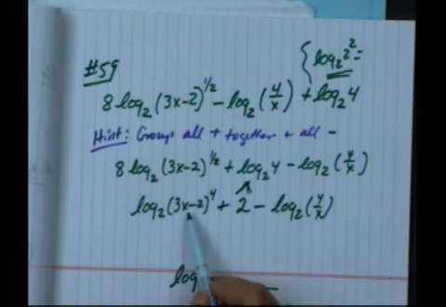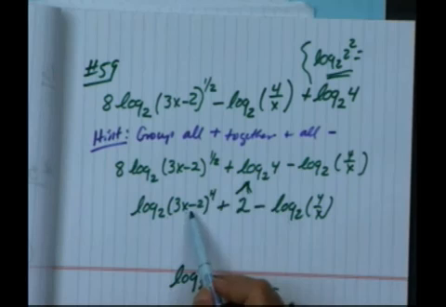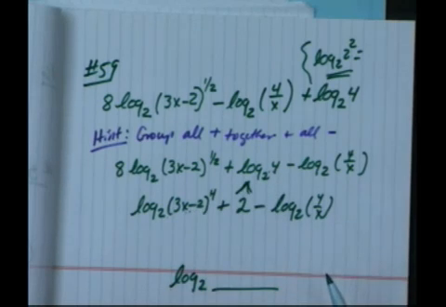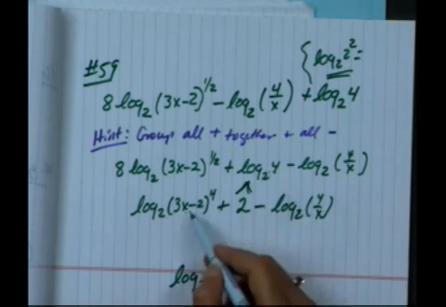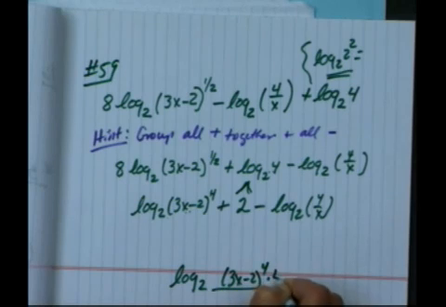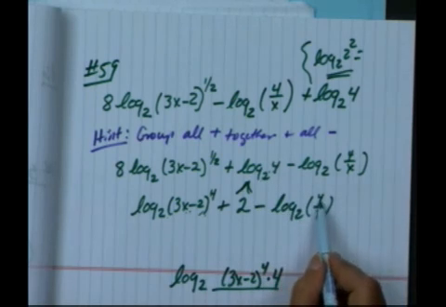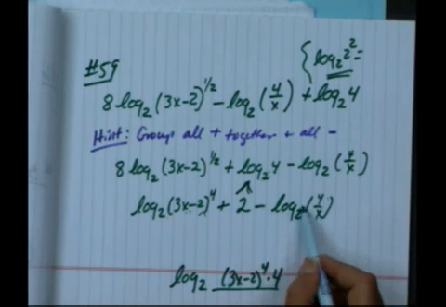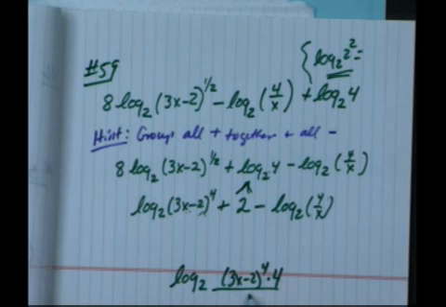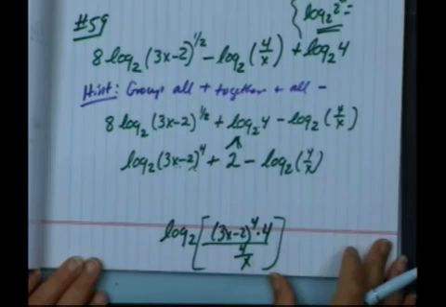What are you going to do when you have log to the base 2 of something raised to the 4th plus log to the base 2 of 4? What are you going to do with those arguments? You're going to multiply them. So if I'm trying to keep log to the base 2, this would be 3x minus 2 to the 4th times 4, same base. And then what do you do when you divide? I just told you the answer. When you subtract, you're going to divide by 4 over x. So it's log to the base 2 of this entire expression.